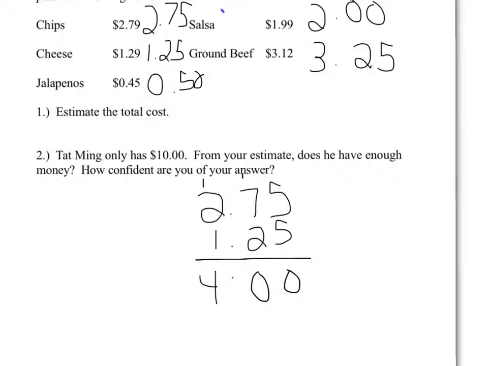Once you add up the total, if you were to add up all of these, you'd find out that your total would be $9.64. So now the question's asking you, does Todd Ming have enough money? Well, if he has $10, and we estimated this as best we could with our benchmarks, we would see that he would have enough money. The total cost of the goods is only $9.64, and he has $10.